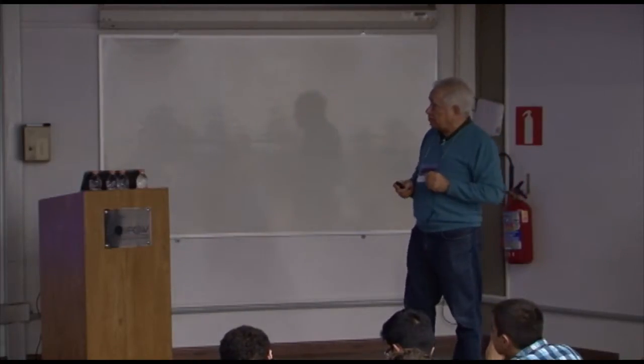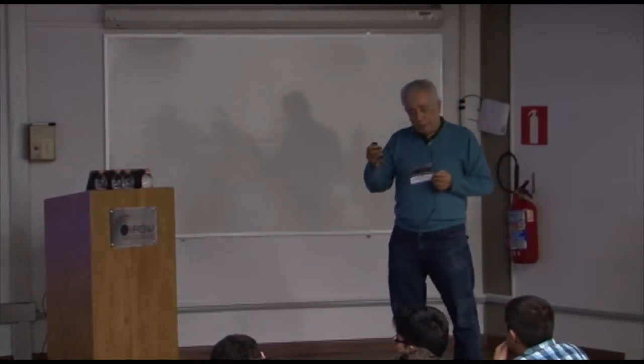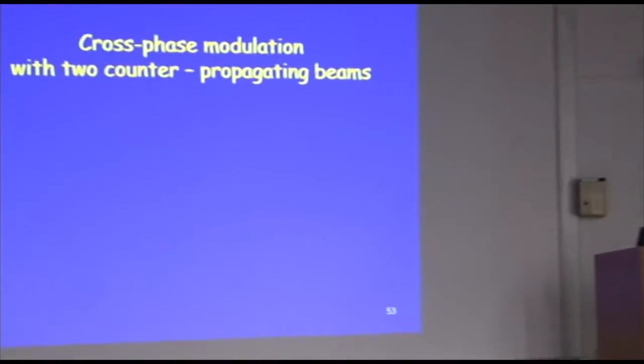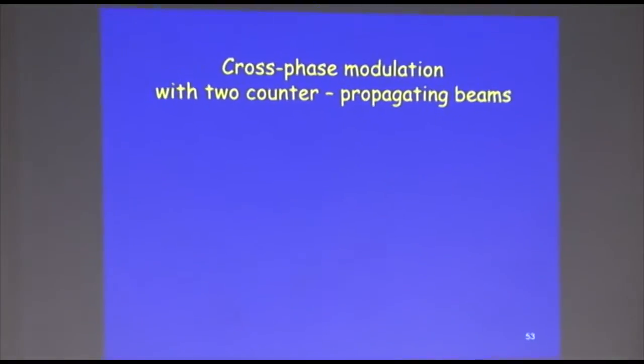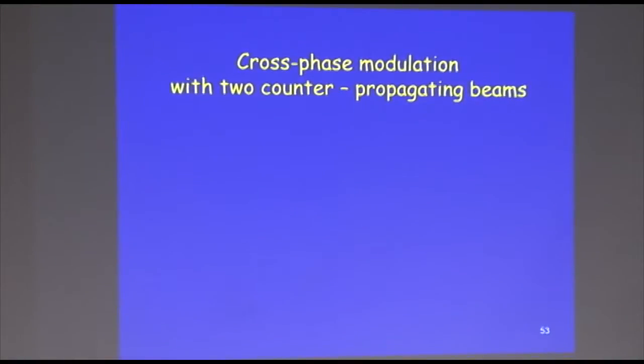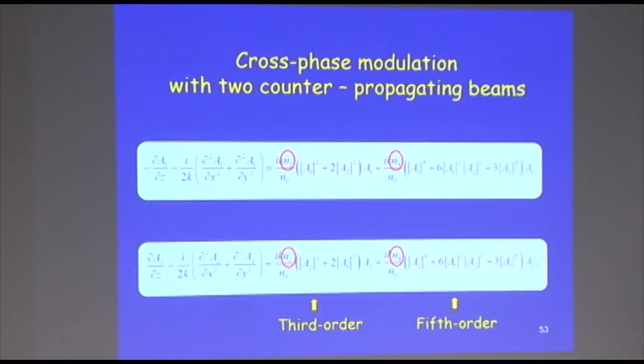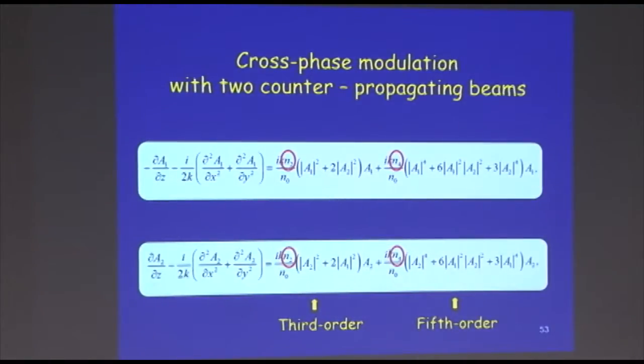I can show you another example that's called cross-phase modulation, which Paulo also mentioned in the first class. If you have two beams propagating, collinear, or even if they make an angle between them, one beam may change the refractive index that the other beam sees, and vice versa. In this case, I will consider two beams counter-propagating, passing through a system like that. So what I have to do is write the nonlinear Schrödinger equation. In this case, coupled, because we have two fields. And then I have this part here, that's the contribution due to effective chi3. And here I have the contribution due to chi5.